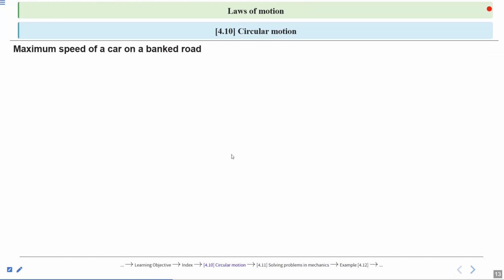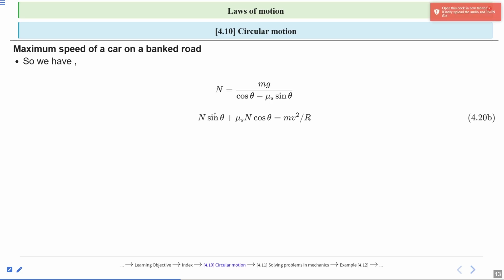So we have n equal to mg divided by (cos theta minus mu s sin theta). Yes or no? We already calculated it. And the other equation is n sin theta plus mu s n cos theta equal to mv square by r, which is responsible for the motion on a banked road.